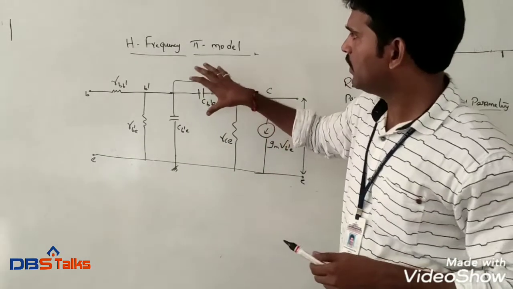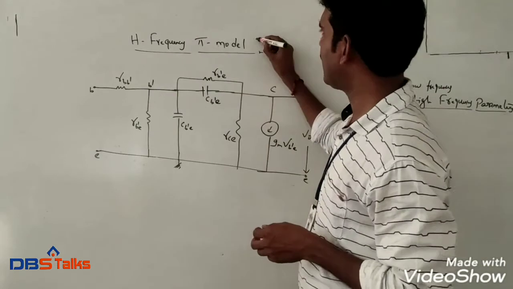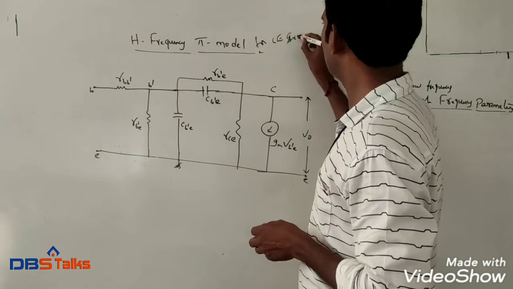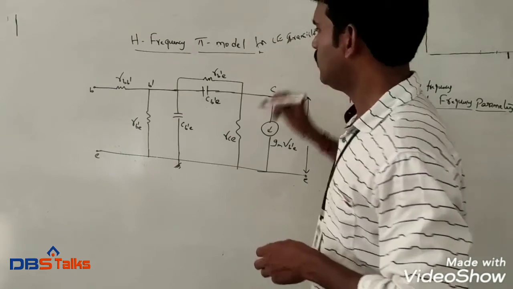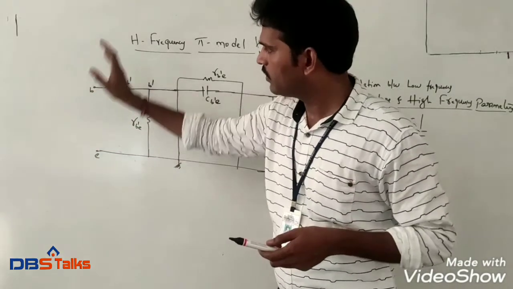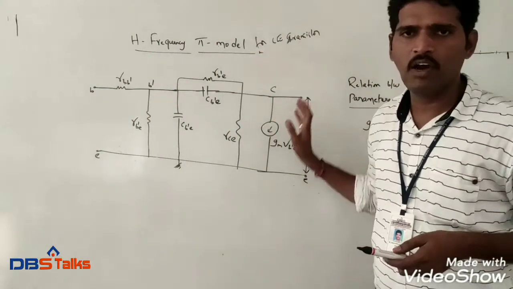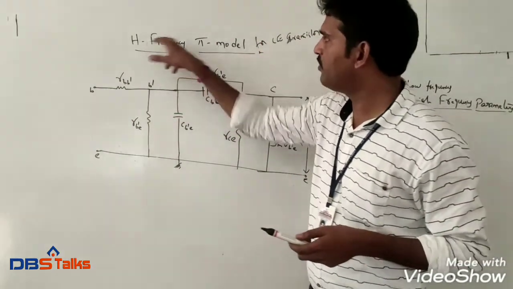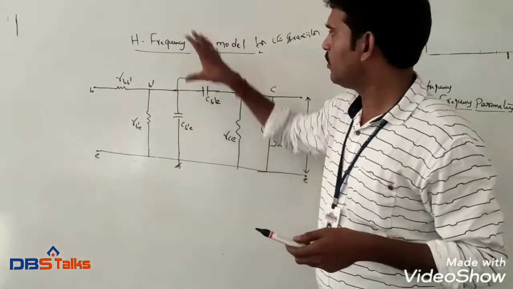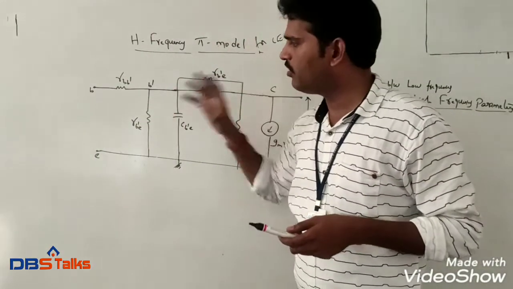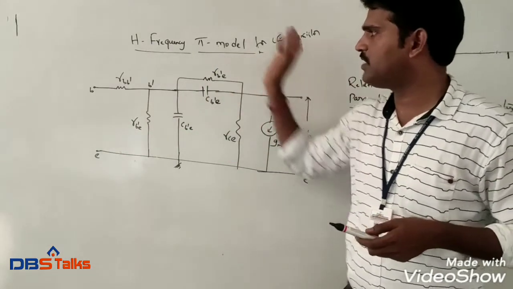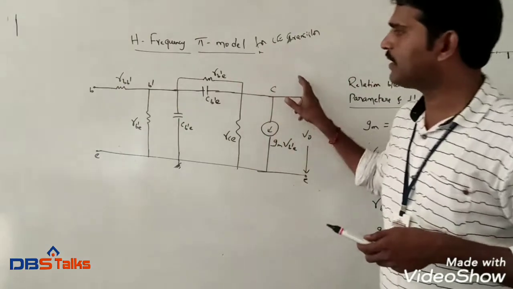So it is the high frequency pi model for the CE transistor. Here the emitter is common for both the input and output sections. The base is the input terminal and the collector is the output terminal. So it is the equivalent circuit, the high frequency pi model. It looks like a pi, so that's why it is called the pi model. So for the CE configuration, the emitter is the common terminal for both input and output, the base is the input terminal and the collector is the output terminal.